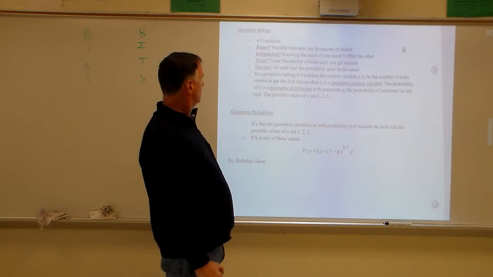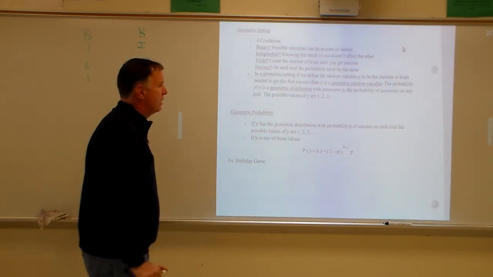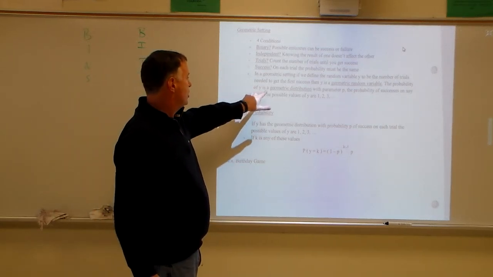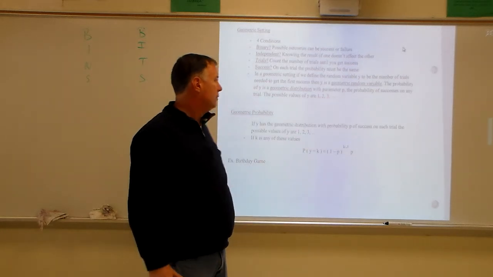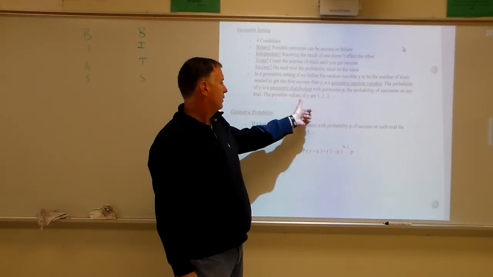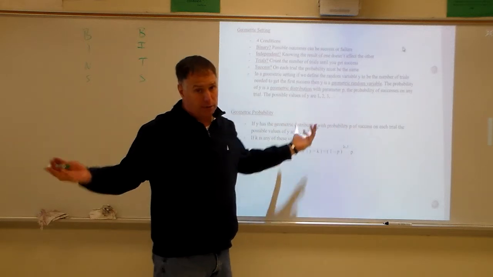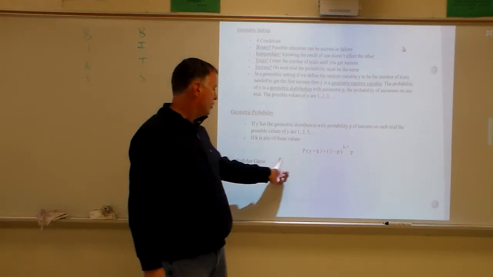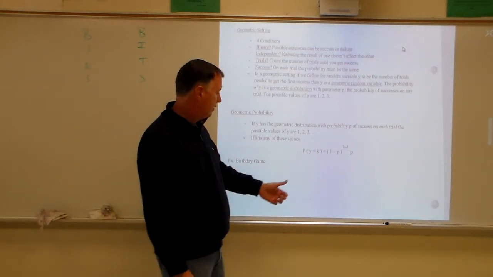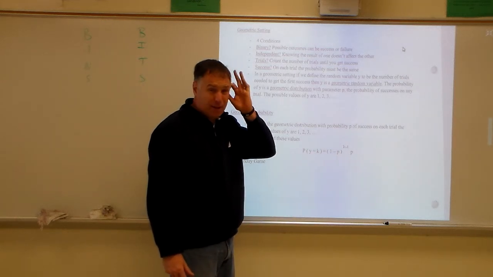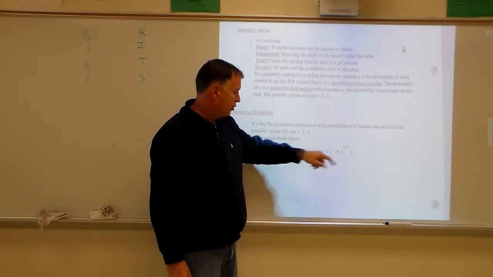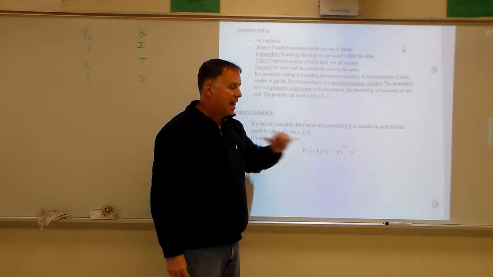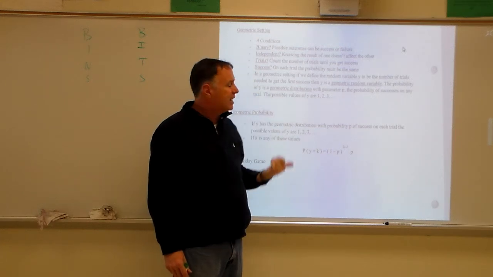Okay? So, it says in a geometric setting, if we define the random variable y to be the number of trials needed to get the first success, then y is a geometric random variable. The probability of y is a geometric distribution with parameter p, the probability of success on any trial. Possible values of y are 1, 2, 3, and so on. We don't know when the first one's going to happen. Okay? Here's your formula. Probability y equals k, your first success, is (1 minus p) to the k minus 1 times p. Okay? And they have to give you that number. That's what they're going to give you.